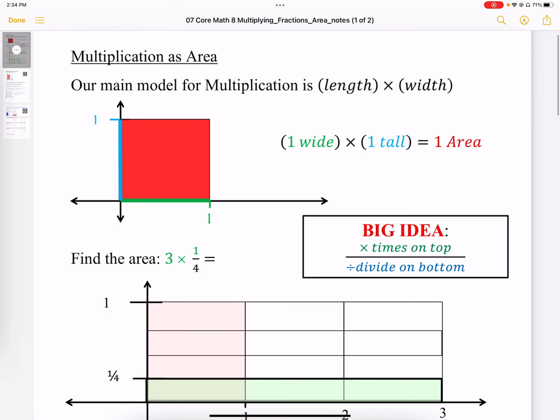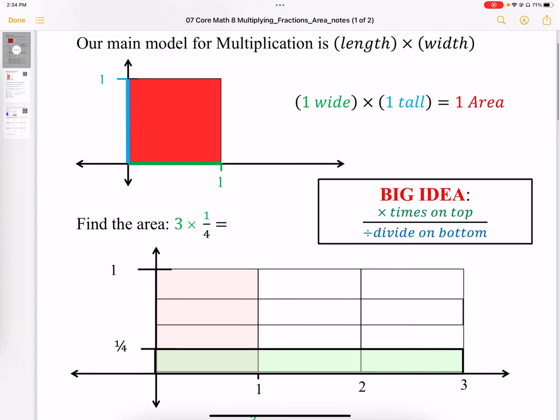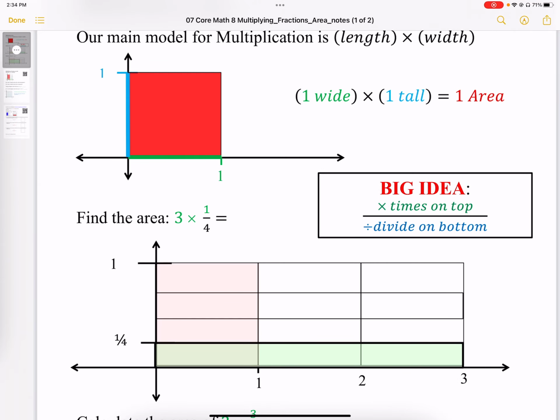Now, our part-whole relationship is one way we can think of fractions, but we also have this very convenient and useful big idea of times on top and divide on bottom. And we want to make sure that we're always trying to relate it to that, because that makes our calculations much easier if we can figure out whether factors go on the top or bottom or sometimes both.